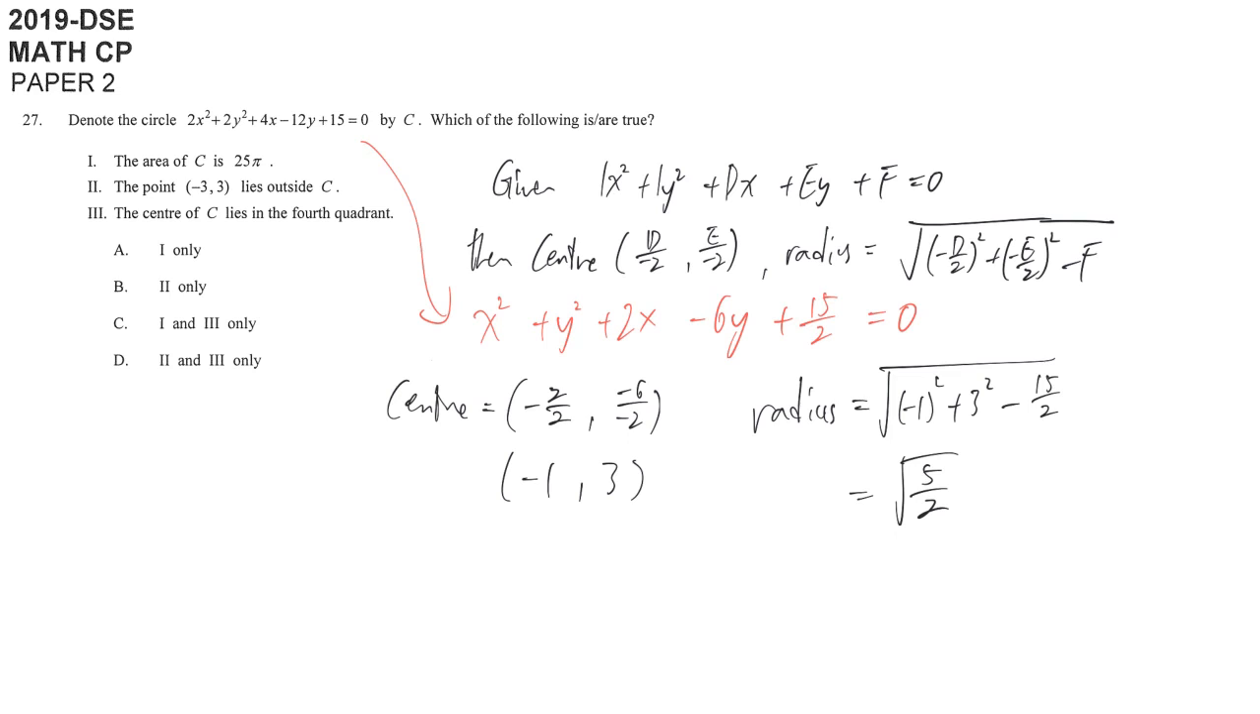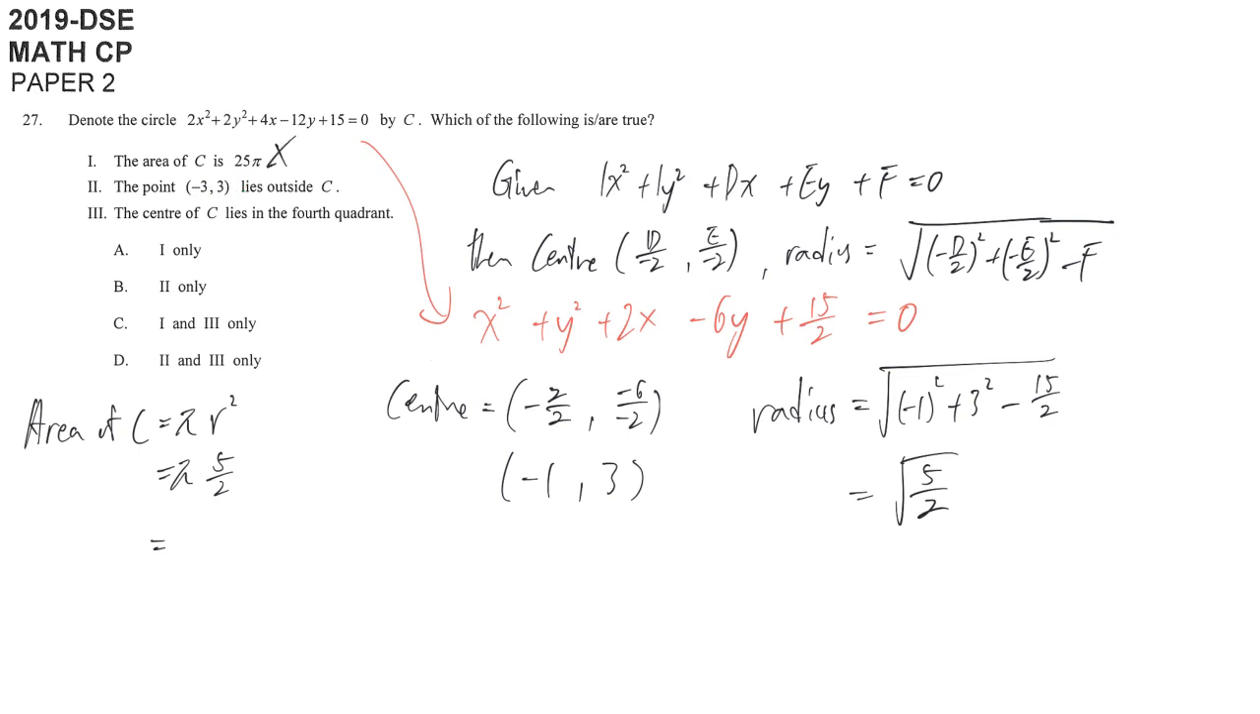So now see what is being asked. The first thing is the area of C. Pi r squared. So this is 5 over 2. It should be 5 over 2 pi, but not 25 pi. So the first statement is wrong.